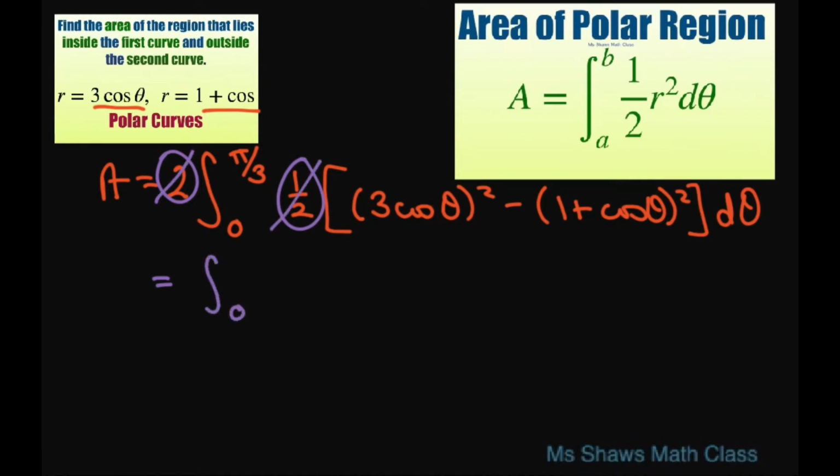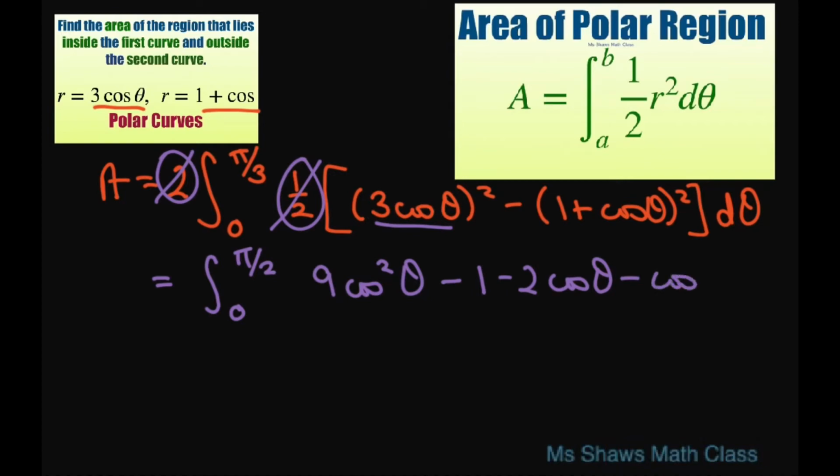And we're going to have 0 to pi divided by 3. This is going to equal 9 cosine squared theta, and then we're going to have minus 1 minus 2 cosine of theta minus cosine squared of theta. And I just expanded this, and then I also negated everything at once. All right, let's clean this up.